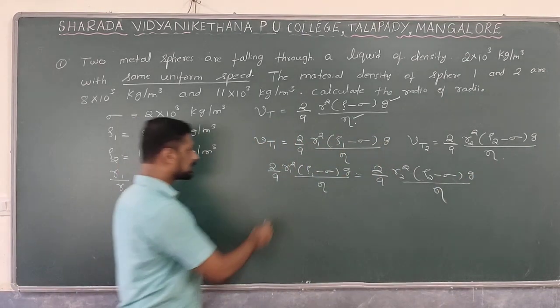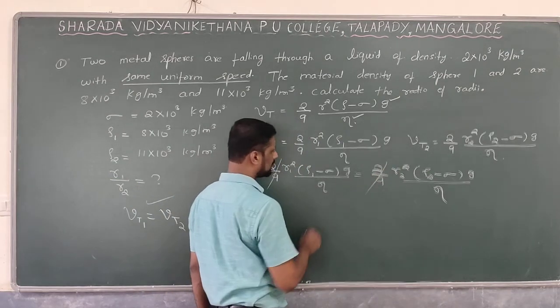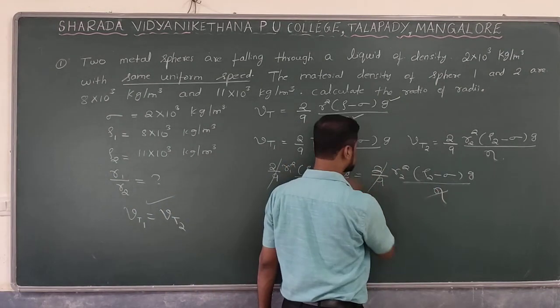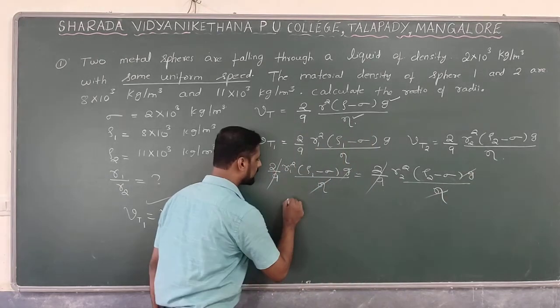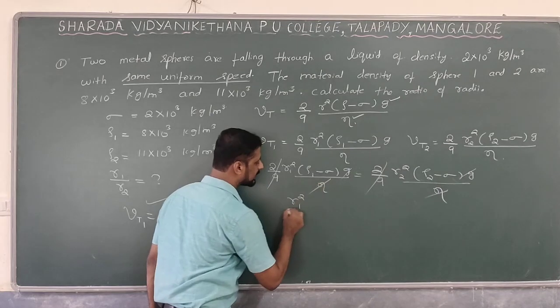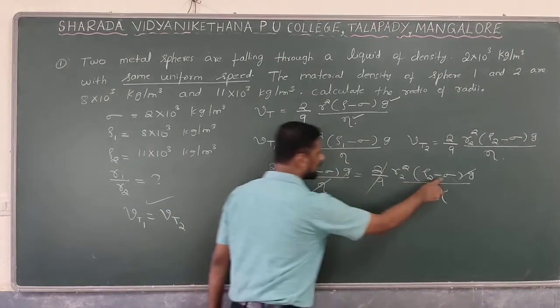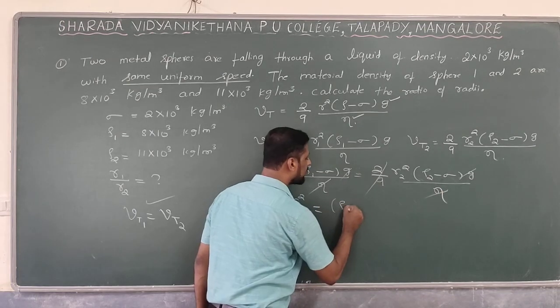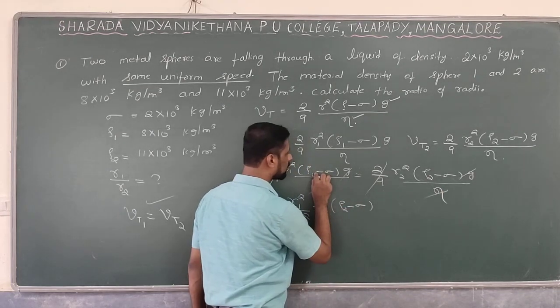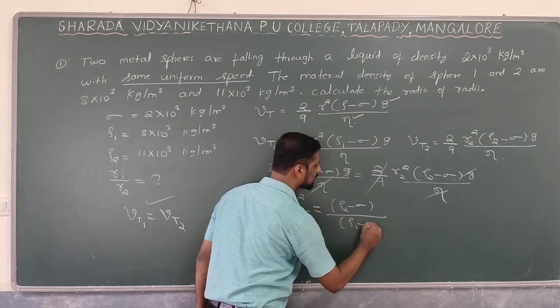Cancel the similar terms on both sides of the equation. 2 by 9 cancels. Eta gets cancelled, g value gets cancelled. Then you get r1 square. Take r2 square to the LHS, it becomes r1 square divided by r2 square. Here in this case, rho 2 minus sigma. Take rho 1 minus sigma to the RHS, it goes to the denominator. Rho 1 minus sigma.